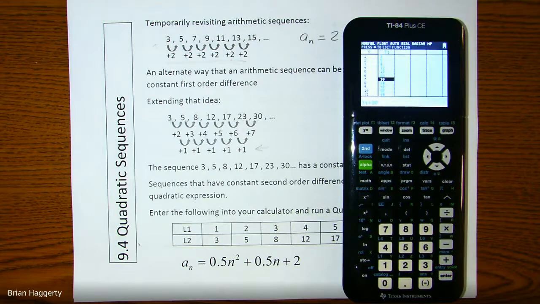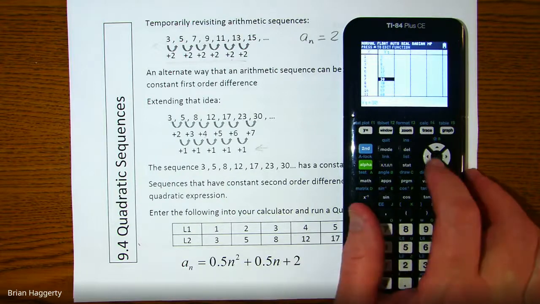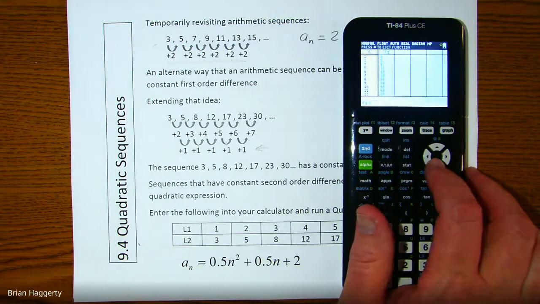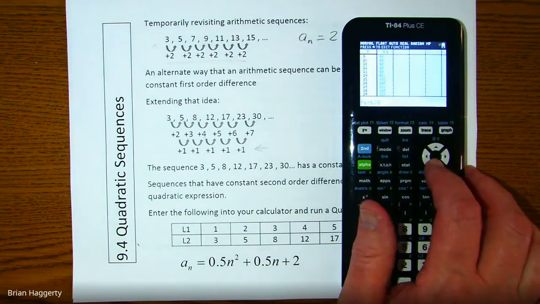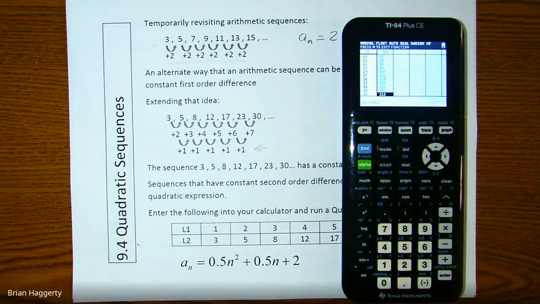And then if we wanted to make any predictions, we could make them right from this window. So say, for example, we wanted to know what the 20th term of the sequence was, 212. Good.